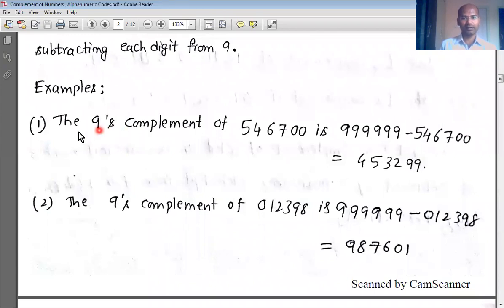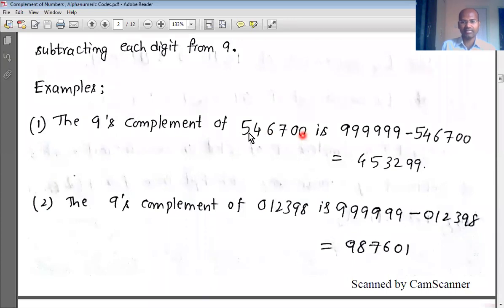The question is, what is the 9's complement of 546700? To find the 9's complement of a given number like this, we have to do the following. The first step is to calculate the number of digits present in the given number. How many digits are there? 1, 2, 3, 4, 5, 6.